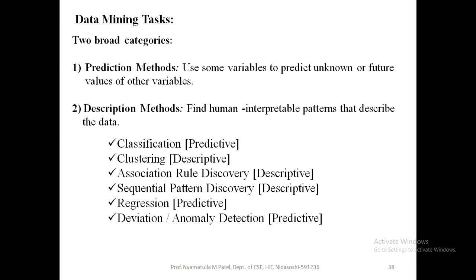Now, data mining tasks. There are two categories of data mining. One is prediction methods and another is description methods. Prediction methods use some variables to predict unknown or future values of other variables. So here in prediction we are using some variables already present to predict the unknown or future values of other variables, and description methods find human interpretable patterns that describe the data.